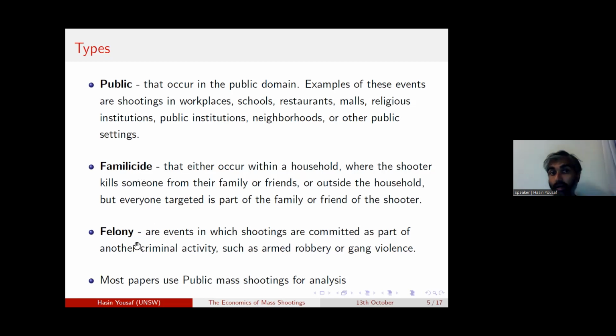Then finally there are felony mass shootings, and these are related to crime. So any armed robbery or gang violence which ends up killing 4 or more people would be characterized as a felony mass shooting.